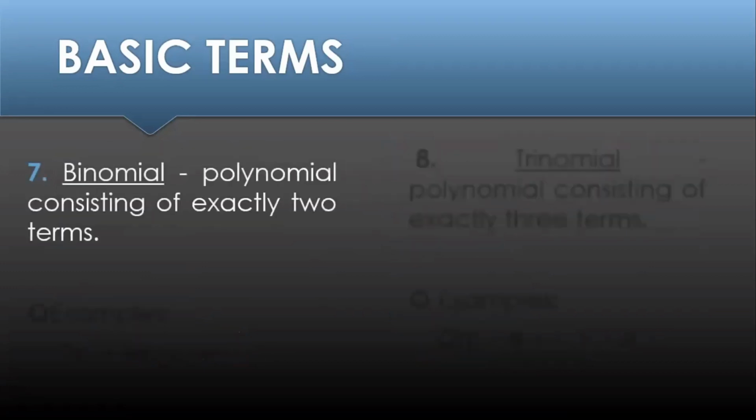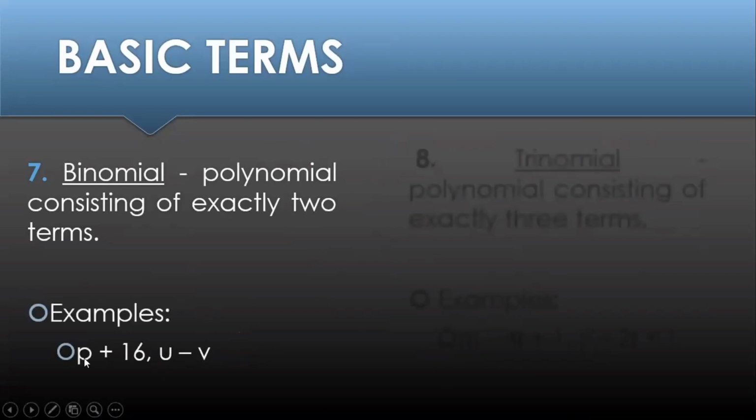Seventh, we have the binomial. It is a polynomial consisting of exactly two terms. Examples, p plus 16 and u minus v. So we have here two terms. First term is p, second term is 16. So for the example, p plus 16, it is a binomial because it has two terms.